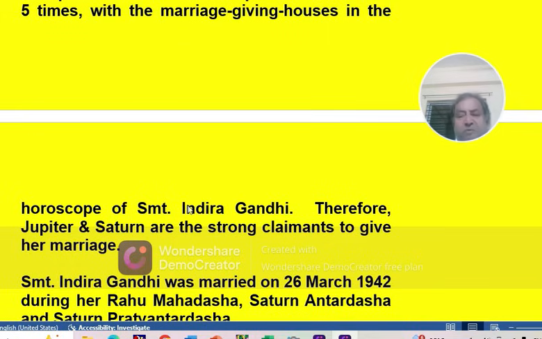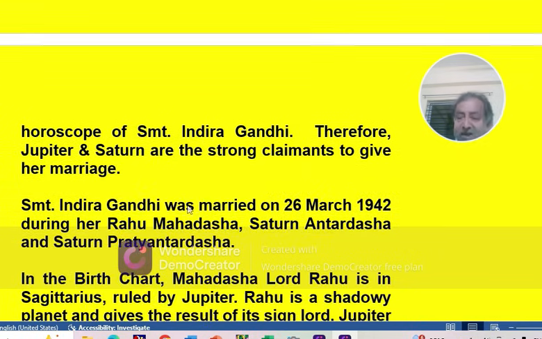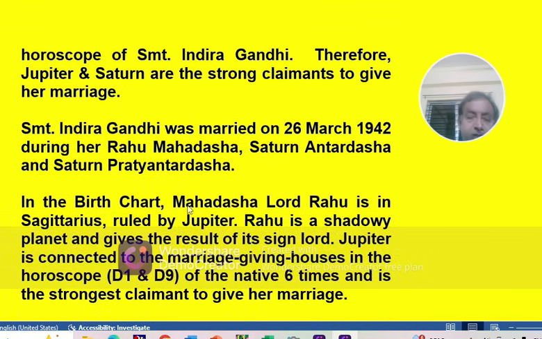6 times repetition of promise, 5 times repetition of promise. They will give, don't worry. They will give her marriage. They will ensure, not only give, they will ensure that she is married during their relevant dashas.